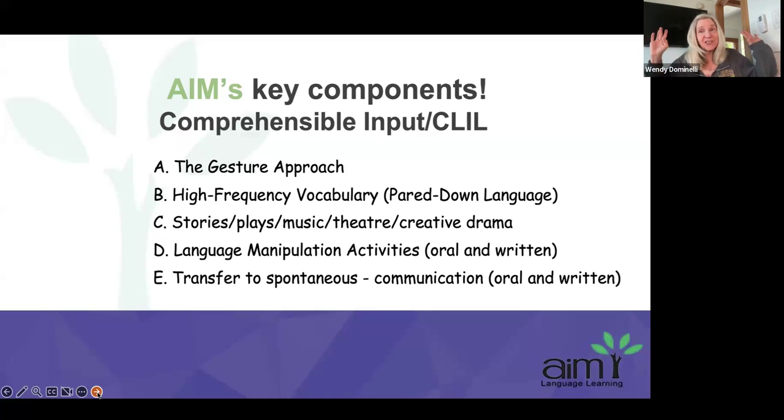Doesn't mean we don't teach thematic words. We definitely do. We teach question words as well. But they have to be high frequency. And we keep repeating them because this pleasant repetition, which is part of AIM, is essential for language acquisition. So the pared down language focuses on high frequency vocabulary, focuses on, of course, cognates because they're easy to learn.